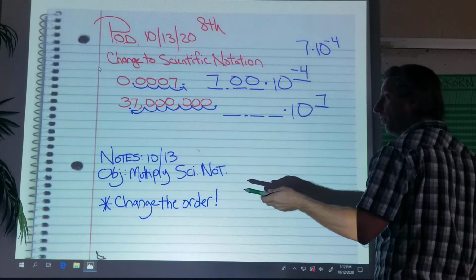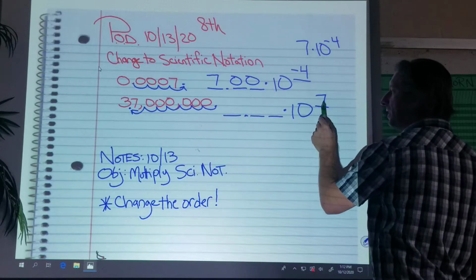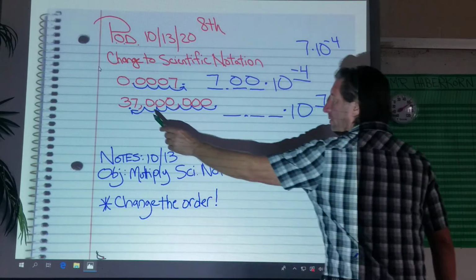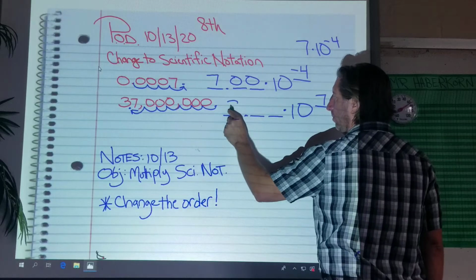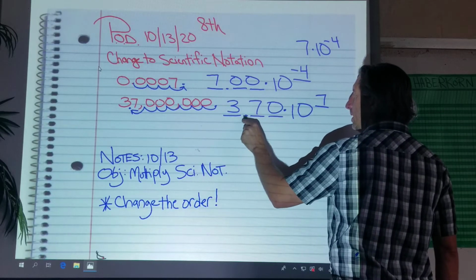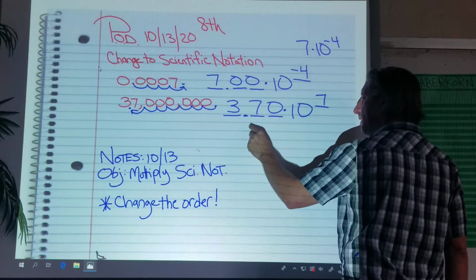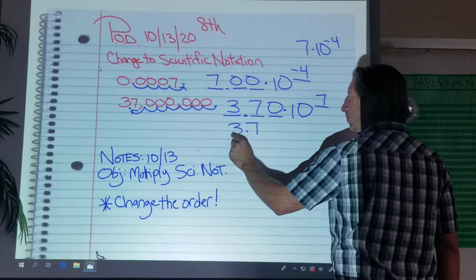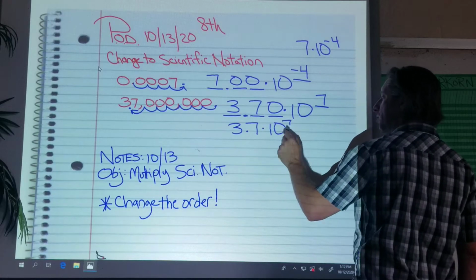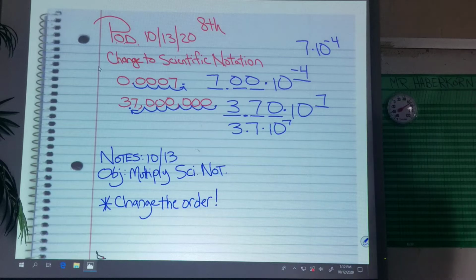This is a large number. 37 million, that's a positive. So I have 3.70 times 10 to the 7th. We don't need the 0 at the end. So this is how you'll see it written. All right, there's your problem of the day.